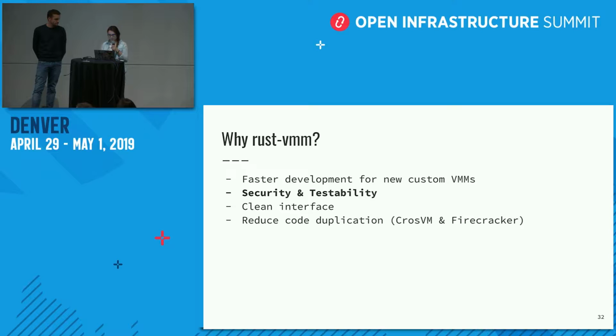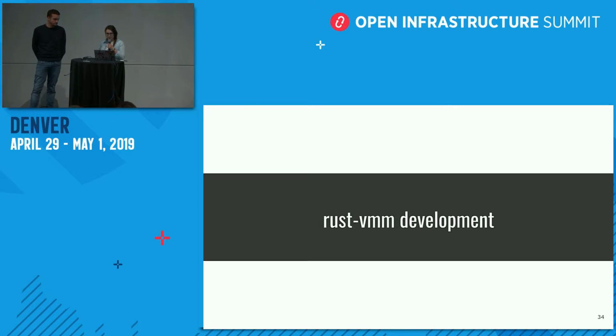And then the last one, which is the most interesting point for this presentation, is faster development for new custom VMMs. Having all these components means that you can build new virtual machine monitors that are very focused and targeting specific use cases, like, for example, a Container VMM. And you don't have to re-implement everything from scratch again, because you can use all the building blocks that already exist in rust-vmm to build your specific virtual machine monitor.